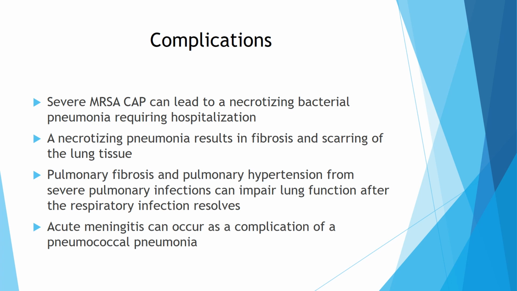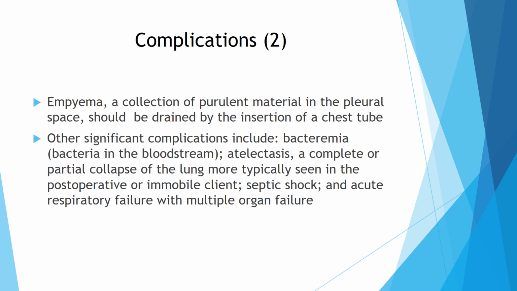Severe MRSA community-acquired pneumonia can lead to a necrotizing bacterial pneumonia requiring the client to go to hospital. A necrotizing pneumonia will result in fibrosis and scarring of the lung tissue. Pulmonary fibrosis and pulmonary hypertension from severe pulmonary infections can impair lung function after the respiratory infection resolves. Acute meningitis can occur as a complication of a pneumococcal pneumonia. Empyema, a collection of purulent material in the pleural space, should be drained by the insertion of a chest tube.